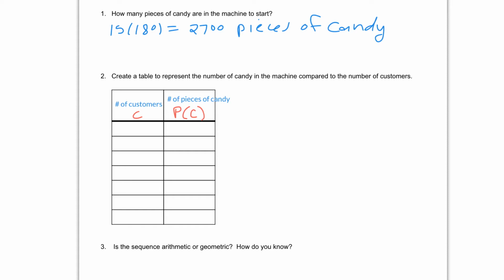And then if we start, we have that 2,700 pieces of candy that we talked about in question number 1. That's what we're starting with in our machine. So that's when no customers have come. So what we want here is we want for 0 customers, we have 2,700 pieces of candy. And then we've got to think about, for all these other customers that we have, what's happening to the amount of candy in our machine.